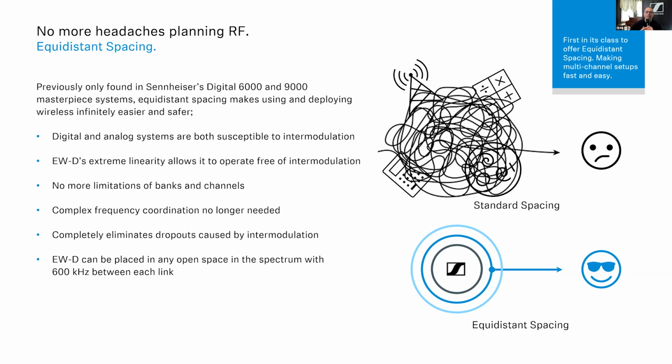Again, as Kevin said, this makes it so there are no more banks and channels. There is no more need to hook up to a computer and start doing complex calculations as long as you're using all Evolution Wireless Digital or Digital 6000 or 9000. It eliminates those intermodulation dropouts because there is no interference to interfere with your microphones anymore. So it makes it so much cleaner. And all you have to do is find any open, clean space and put the channels right next to each other, 600 kilohertz apart, and you can just keep going until you run out of spectrum.